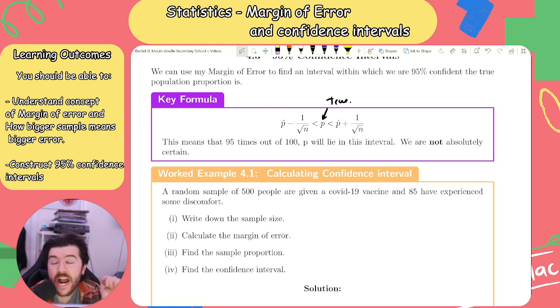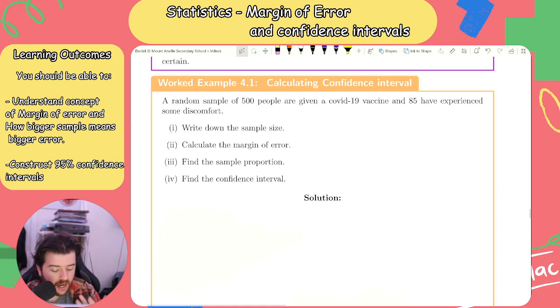We are never absolutely certain of anything in statistics. We can never say with 100% confidence that something lies within this interval. We are only ever 95% sure. You could be more if you do higher level maths, where we extend to more confidence intervals, but for the purpose of this video, or in the ordinary level course, only 95%. So let's do this example here, calculating a confidence interval.